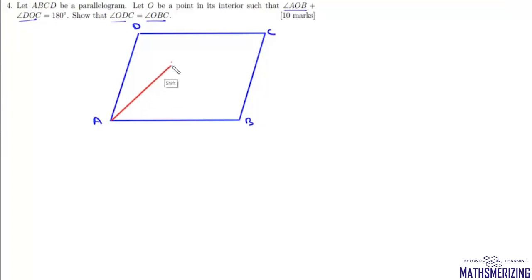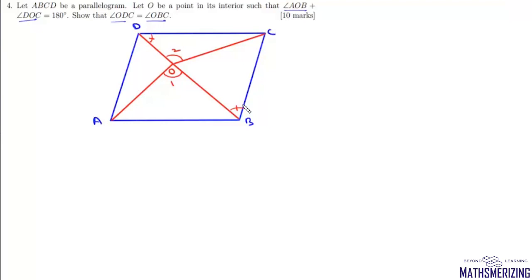and then we'll join these points. So this is AO, OB, OC and OD. Now it says this angle AOB plus angle DOC, it is 180 degrees. So suppose this is angle 1 and this is angle 2, and we need to show that angle ODC, which is this angle, is equal to angle OBC. So it should be equal to this other angle.